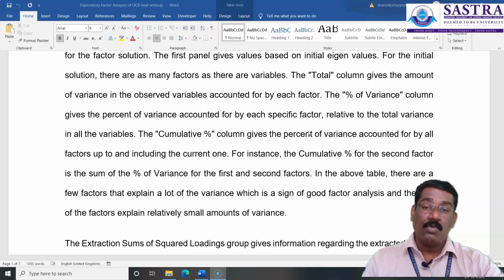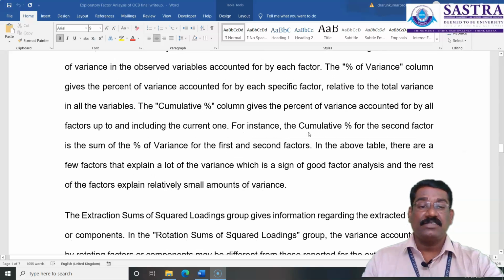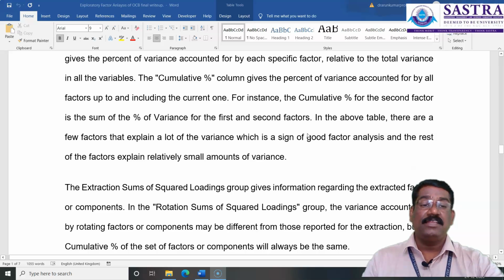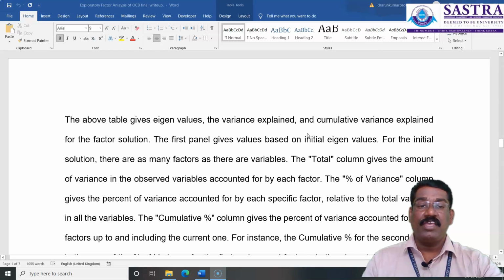And similarly, the cumulative percentage column gives the percentage of variance accounted for by all factors up to and including the current one. For instance, the cumulative percentage for the second factor is the sum of the percentage of the variance for the first and second factor. In the above table, there are a few factors that explain a lot of variance, which is a sign of good factor analysis, and the rest of the factors explain relatively small amounts of variance.